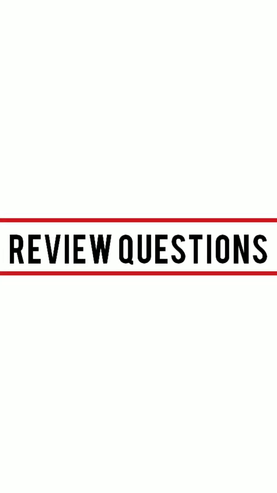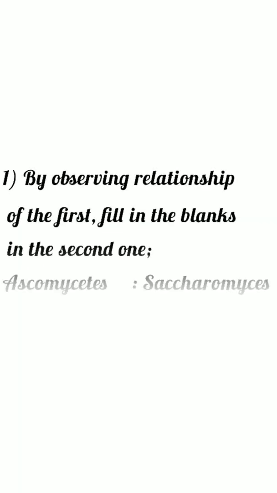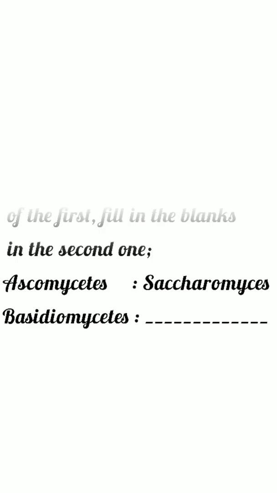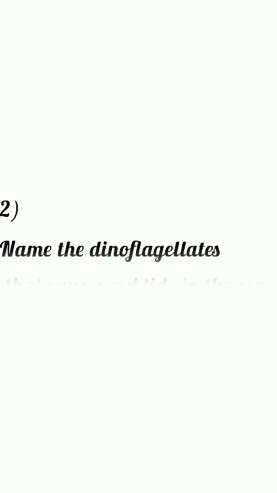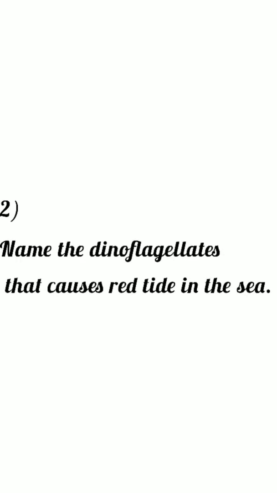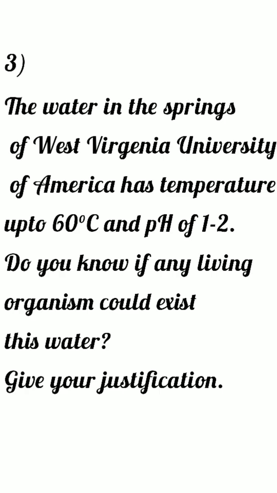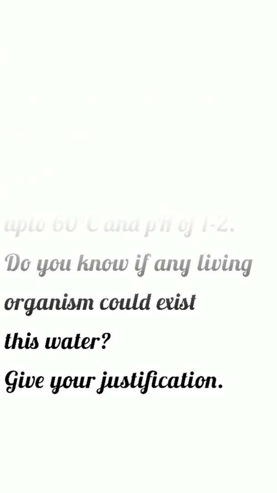Review questions. By observing the relationship of the first, fill in the blanks in the second one. Ascomycetes, Saccharomyces; Basidiomycetes, dash. Name the dinoflagellate that causes red tide in the sea. The water in the springs of West Virginia University of America has a temperature up to 60 degrees Celsius and pH of 1 to 2. Do you know if any living organisms could exist in this water? Give your justification.